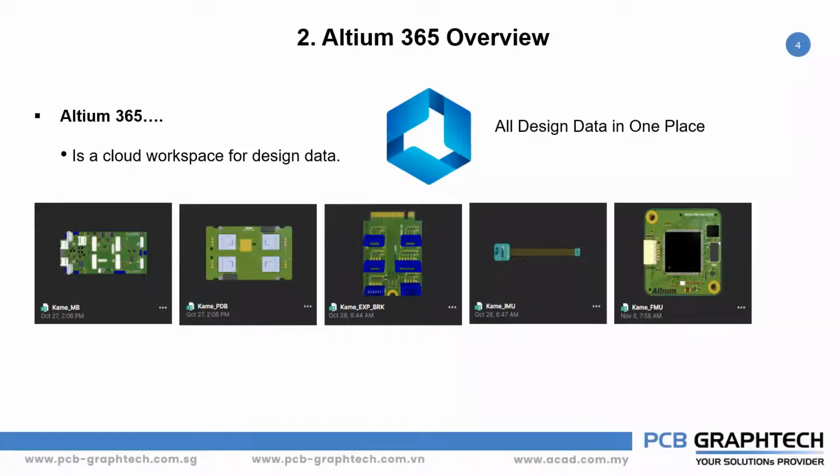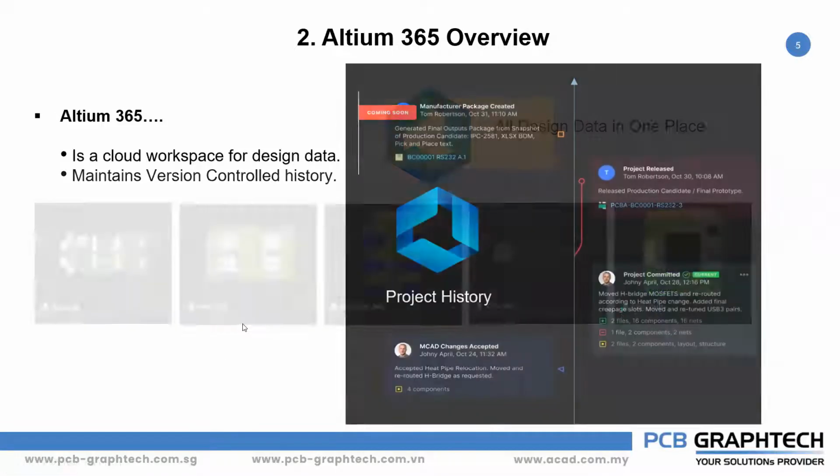You can see some of the projects here. These projects are placed inside the Altium 365 workspace, so all the projects can be in one place. If you want to share a project directly from the workspace, you can share it with anybody, anywhere in the world. It doesn't mean that you can share only with a certain person inside your organization. It can be shared with anyone, anywhere. That is the main advantage of this Altium 365 workspace.